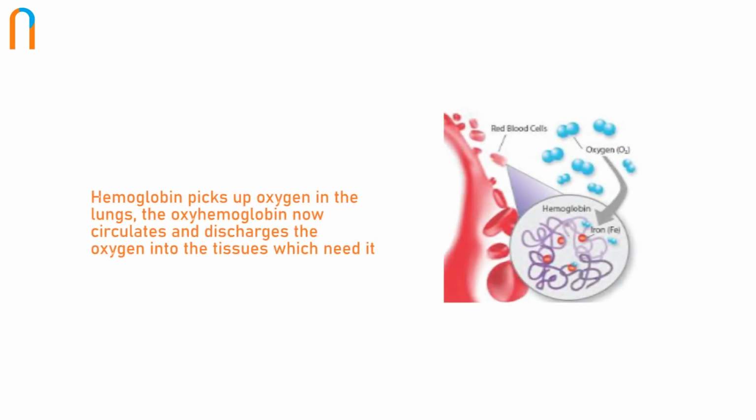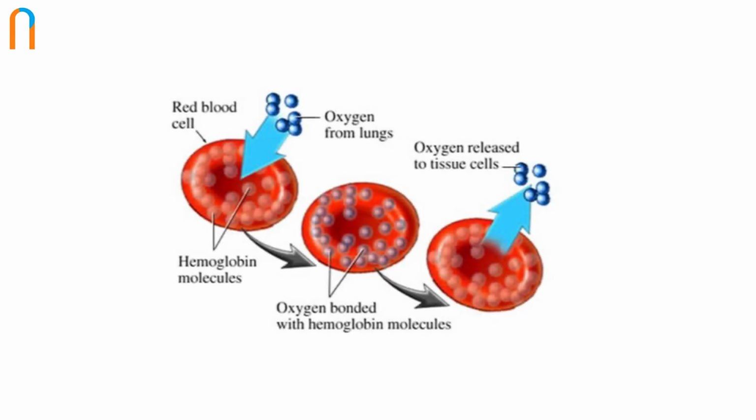The hemoglobin of red blood cells picks up oxygen in the lungs. The oxyhemoglobin now circulates and discharges the oxygen into the tissues which need it. For this purpose, as will be shown, the RBC and hemoglobin are ideally designed. Furthermore, the CO2 produced in the tissues is discharged into the blood. It is partly carried by the plasma and partly by the hemoglobin. The CO2 is ultimately disgorged in the lungs.